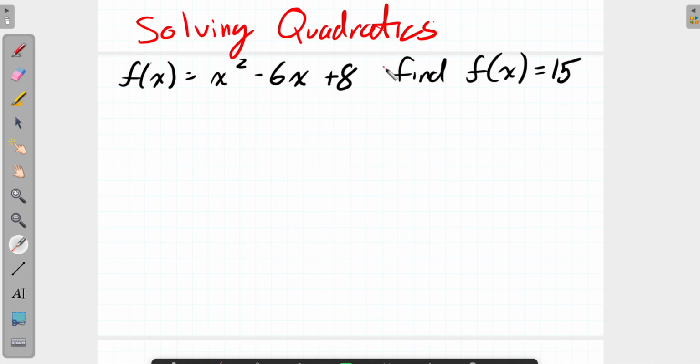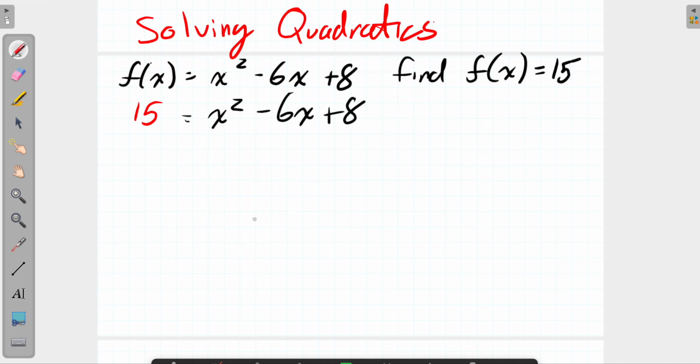So think of it as they've told us f of x is 15, so we can replace the concept of f of x with the number 15. Just like if this was y is equal to 15, and this was y, we would replace it with 15. So in my next line, I can write 15 is equal to x squared minus 6x plus 8.